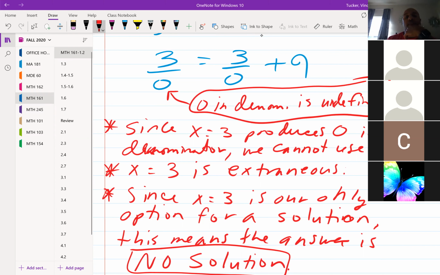And what I mean by that third statement is that, let's say we had two solutions, x equal to 3 and x equal to 5. If x equal to 3 ended up being extraneous, I can still use x equal to 5. So my answer wouldn't be no solution. It would just be the solution that's left. But x equal to 3 was our only solution in this case. That one didn't work for us. So that means our answer is no solution.